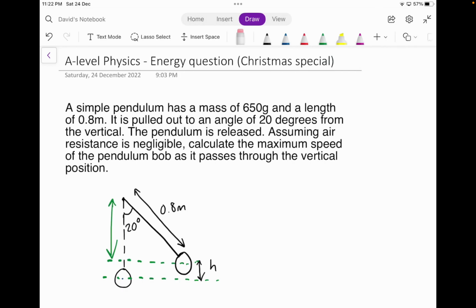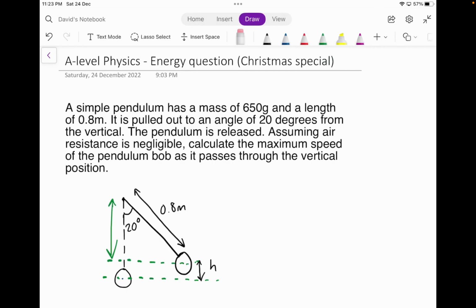Alright, so the question is asking us that a simple pendulum has a mass of about 650 grams and a length of about 0.8 meters. It is pulled out to an angle of about 20 degrees from the vertical. The pendulum is released. Assuming air resistance is negligible, calculate the maximum speed of the pendulum bob as it passes through the vertical position. So there are some important concepts that we have to understand before we solve this question or before we analyze this diagram.